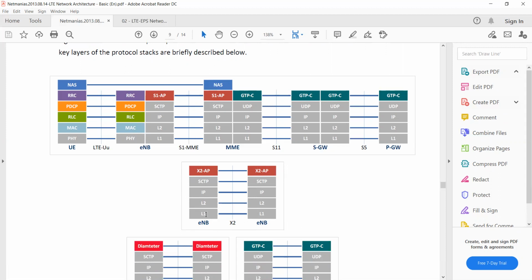So these layers are nothing but just like software files written in C code. In protocol, we say stack. So draw this part, one eNode B to other eNode B internal stack: L1, L2, IP, SCTP, X2 AP.